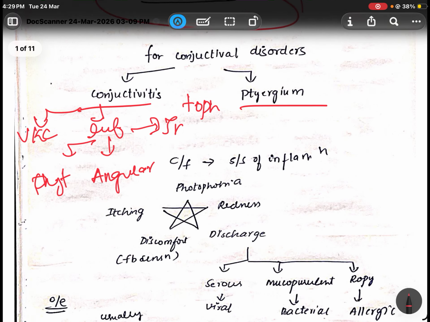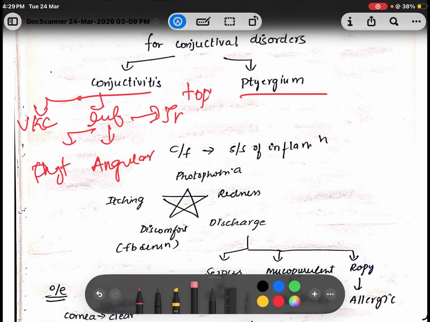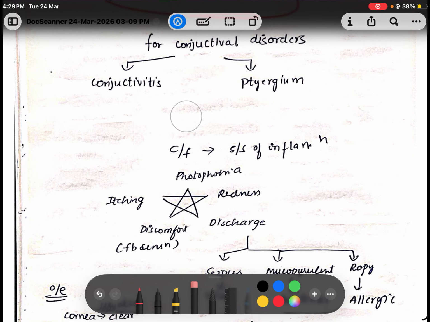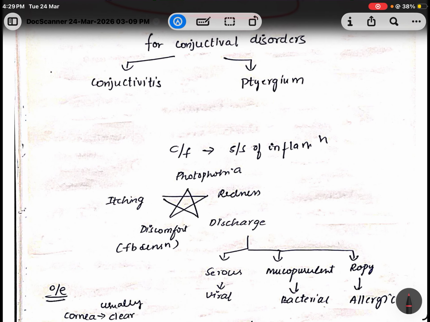Now the major idea starts. For all the corneal disorders which we will see, let us have a general overview of the clinical features and clinical signs which you need to know.